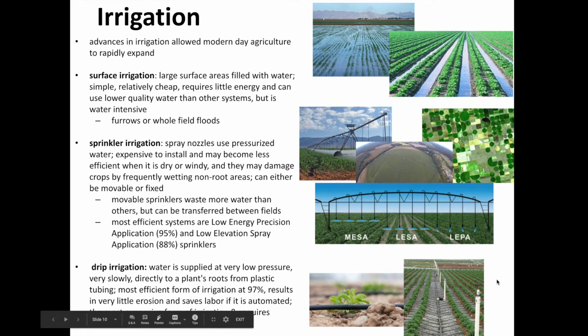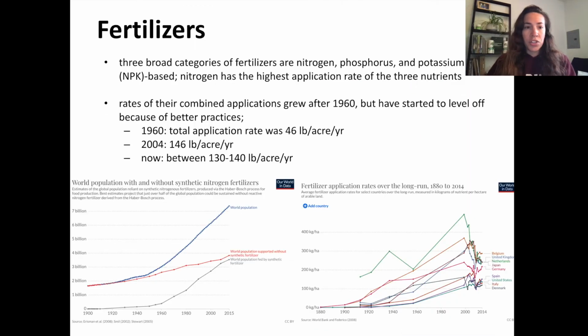Fertilizer use has increased rapidly during green revolutions. And the three main fertilizers are nitrogen, phosphorus, and potassium. Nitrogen being the one that has the highest rate of applications. In total, application rate has increased significantly under the Green Revolution. We went from about 46 pounds per acre per year to 140 pounds per acre per year, roughly speaking, at least in the United States.